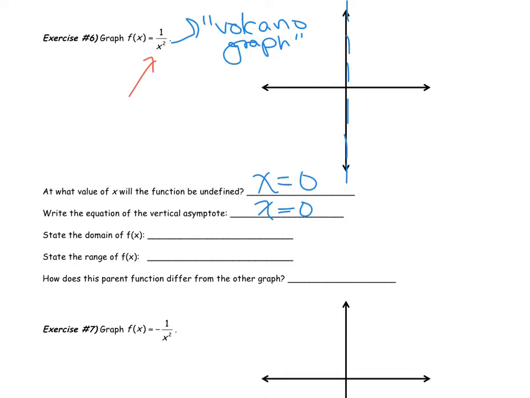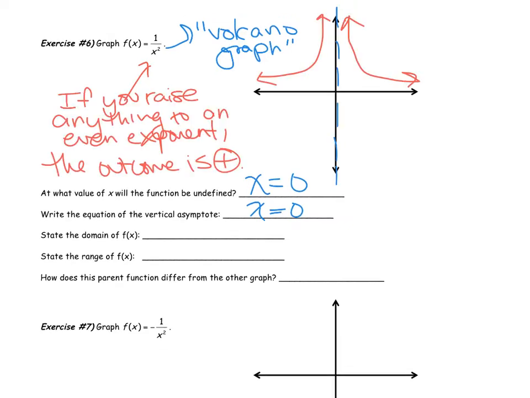So whether I had negative 2 squared, negative 3 squared, etc., all of those values are going to be positive. So different from our other graphs, this graph is going to have all positive y values. So let's take a look. Okay, so this is what my graph is going to look like. All of our y values are positive.